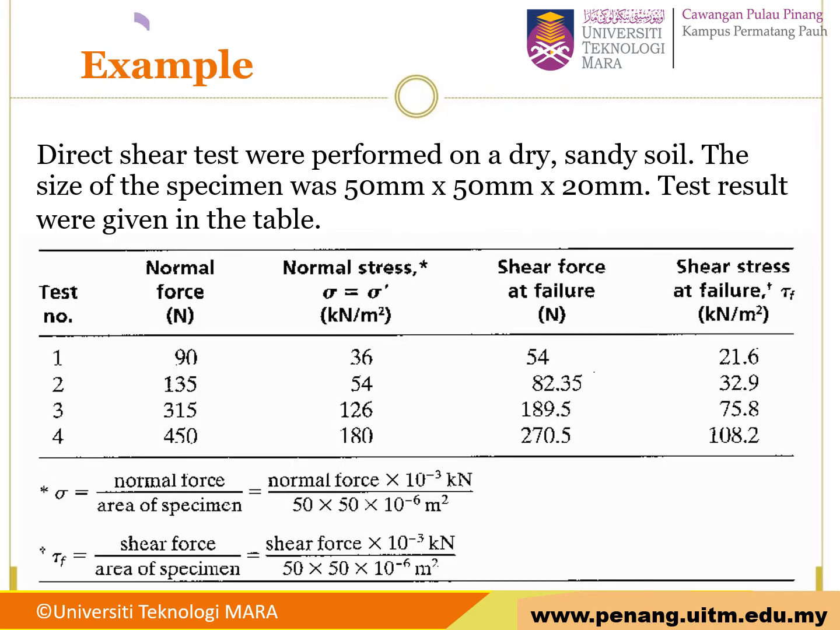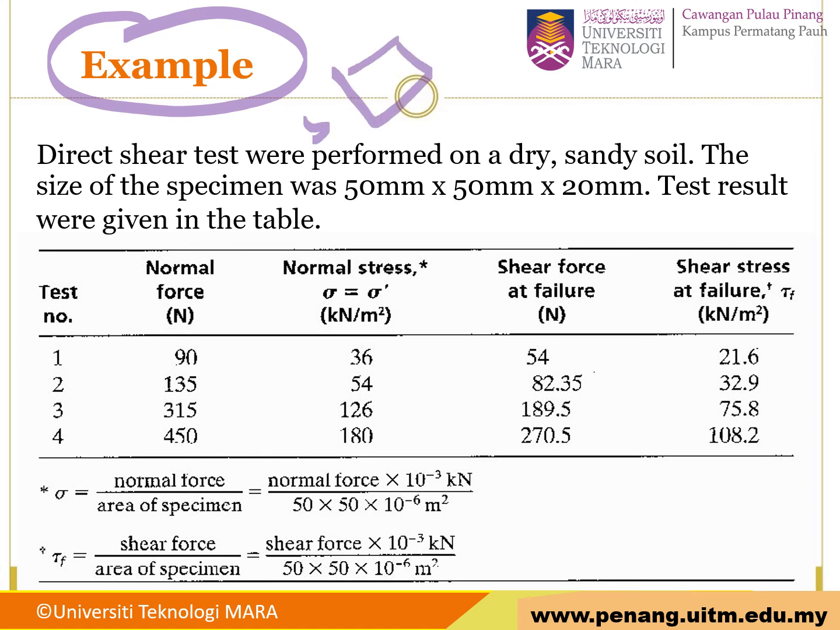Alright guys, look at this. This is an example. Direct shear box tests were performed on dry sandy soil. The size of the specimen was 50 mm times 50 mm times 20 mm, which means that the size is 50 times 50 and the height is 20 mm. The test results are given in the table. So first, look at this. You have the normal force, which is given here.